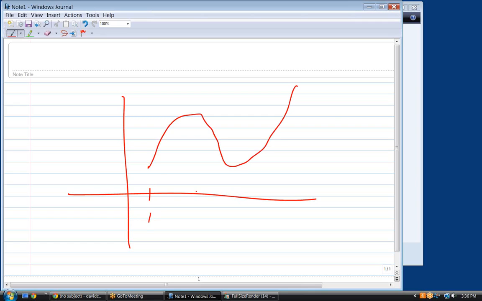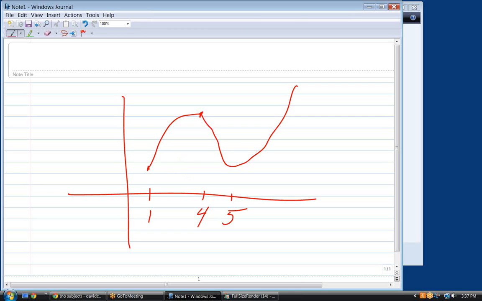Okay, let me label some points here, and you tell me where it's increasing, where it's decreasing. What interval is it increasing on? 1 to 4. In other words, every single place on this curve from there to there, it's rising. Every place. Okay?